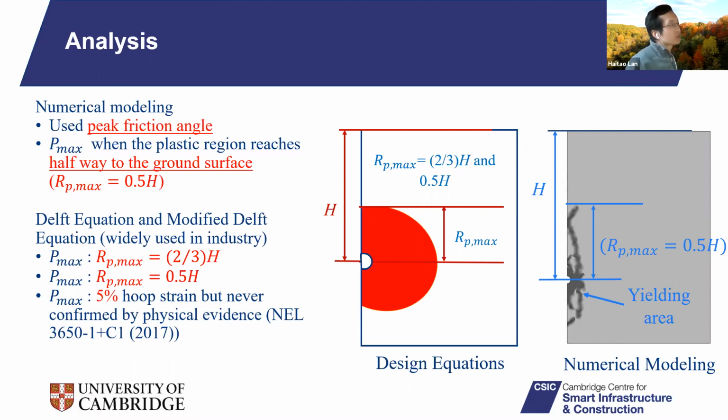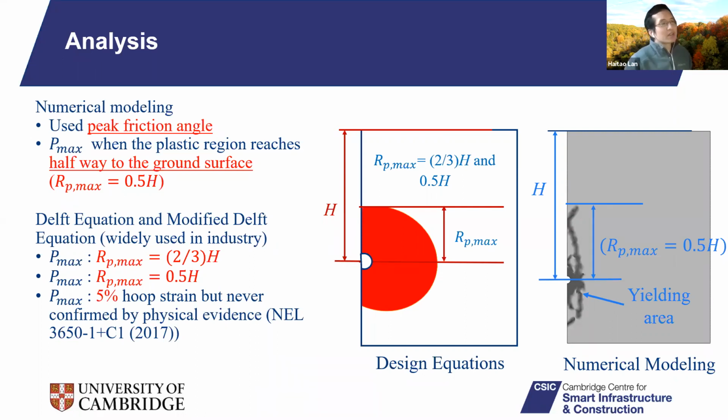The design equations, we call this the Delft equation because they were developed by researchers from TU Delft. They treated the peak mud pressure as the yielding area, which is 2/3 of the way to the ground surface or halfway to the ground surface. Recently, they used 5% of a hoop strain at the ground as this criterion, but it has never been confirmed by any physical evidence.